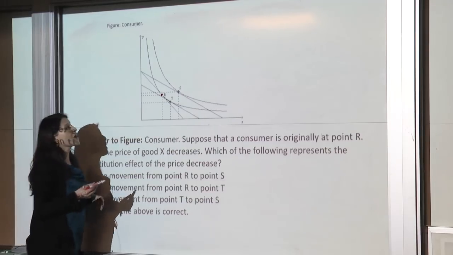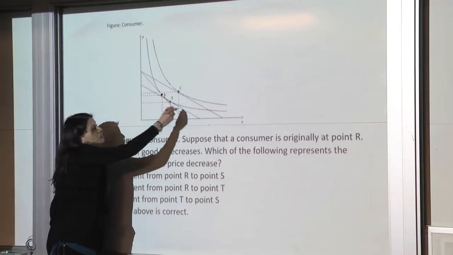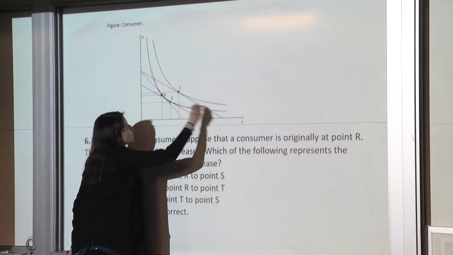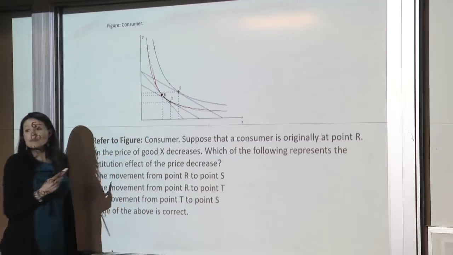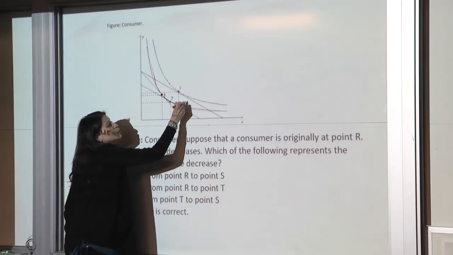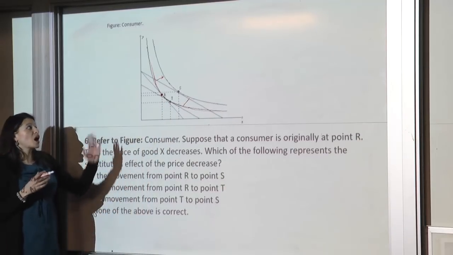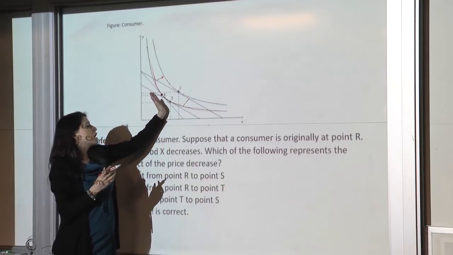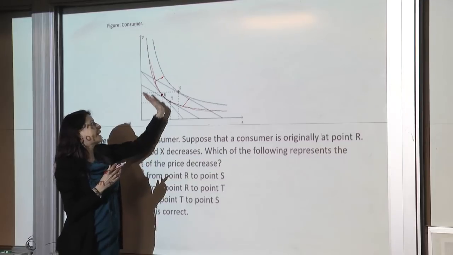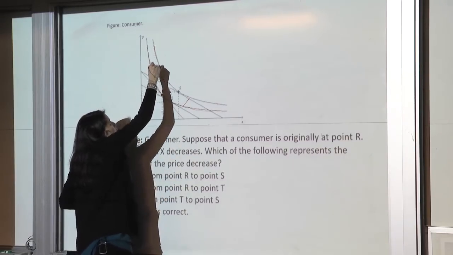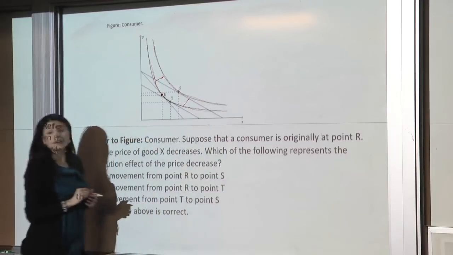The substitution effects happen along these preference curves, okay? And the income effect happens between the preference curves, right? Because when you have more income, you are able to get to a higher utility point, which is another one of these, okay?